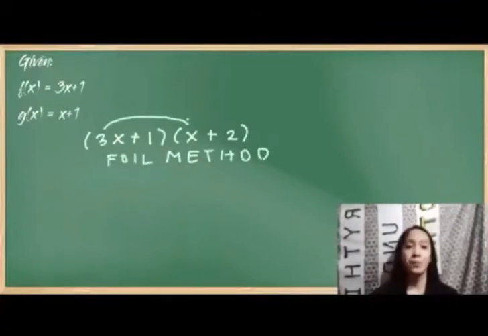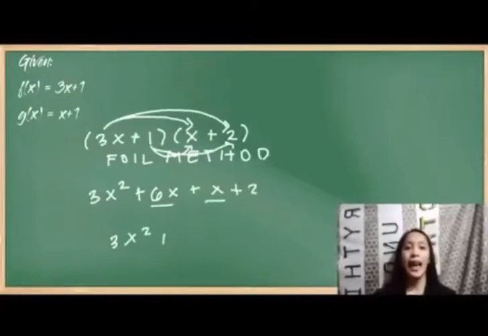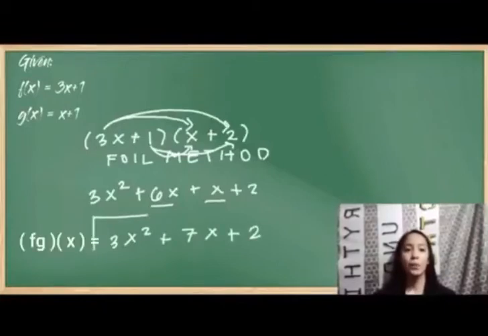So 3x times x is equal to 3x squared, and 3x times 2 is equal to 6x, and 1 times x is equal to x, and 1 times 2 is equal to 2. After that, we're going to combine like terms. So 3x squared + 6x + x + 2 is going to be 3x squared + 7x + 2.